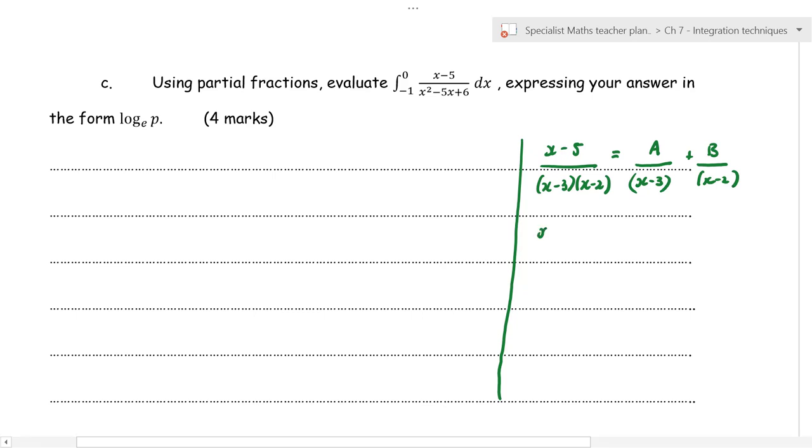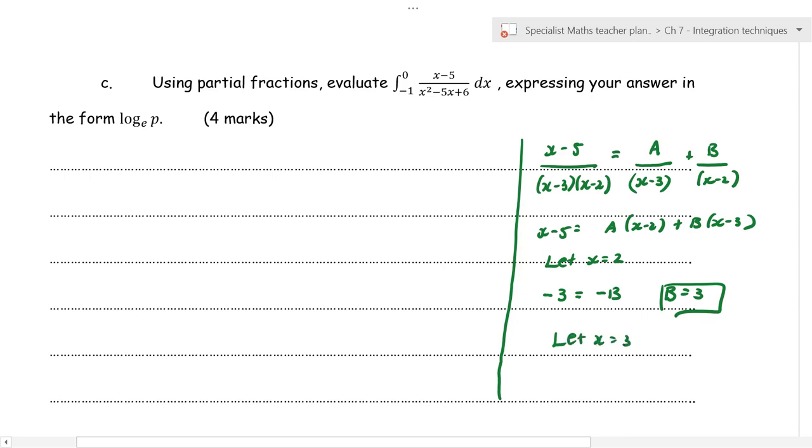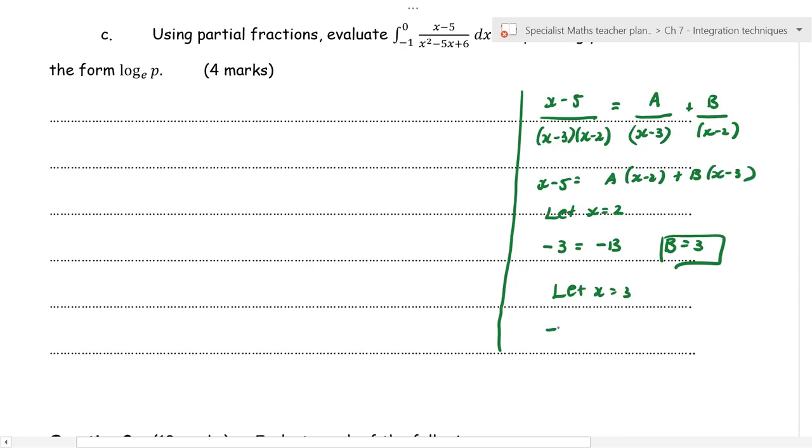So what I'm going to do is say x minus 5 is equal to A(x minus 2) plus B(x minus 3), and I'm going to do it the long way. Let x equal 2, which implies that we've got minus 3 is equal to minus B. Is that right? Okay, so B is equal to 3. Then I'm going to let x equal 3, and if x equals 3, we're going to have minus 2 is equal to A. That was easy, wasn't it?